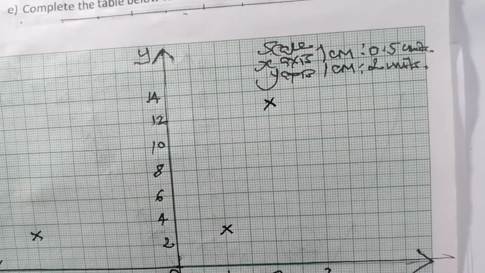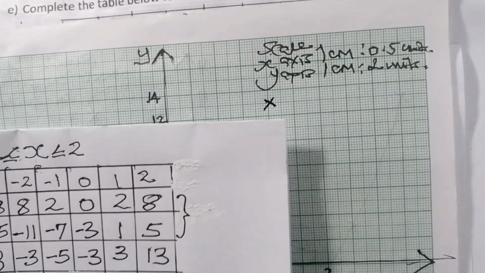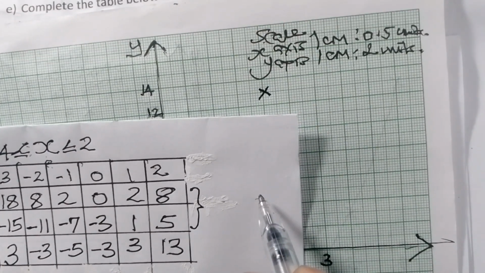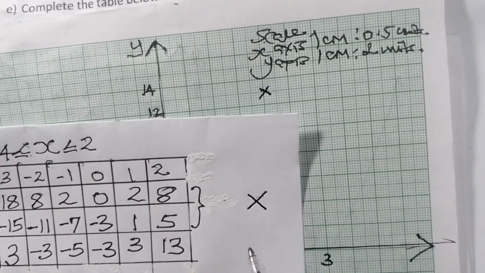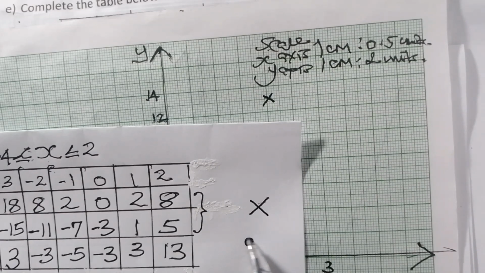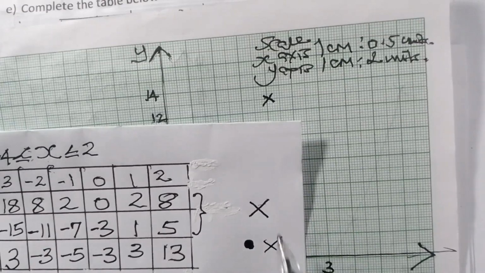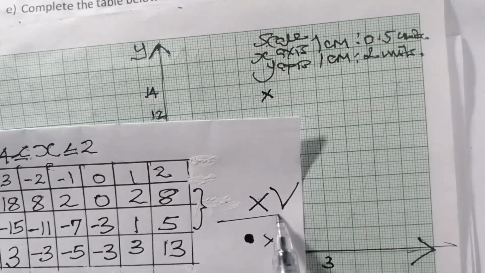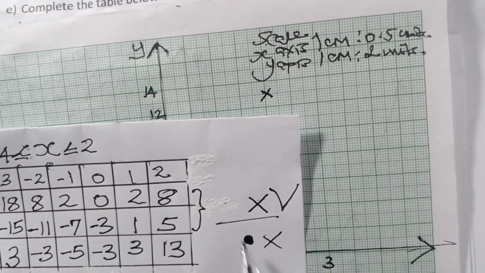Now, most of the candidates are fond of using a dot to put a mark. The correct way to mark a point is to put two intersecting lines or a cross, and not doing a bold dot. This is wrong. This is correct. So we must be very, very careful. Two intersecting lines, not a dot like that.